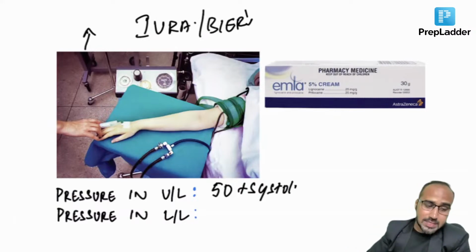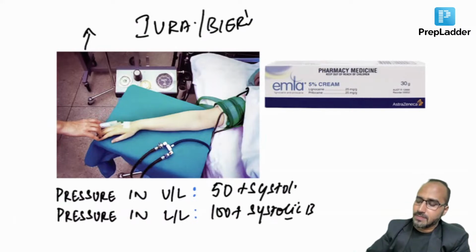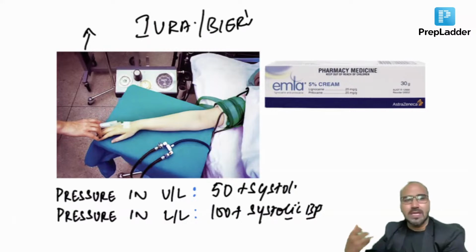Okay? Whereas in the lower limb, what is the pressure? It is 100 plus systolic BP. Why? Because the lower limb requires much more pressure, as much muscle mass is there.